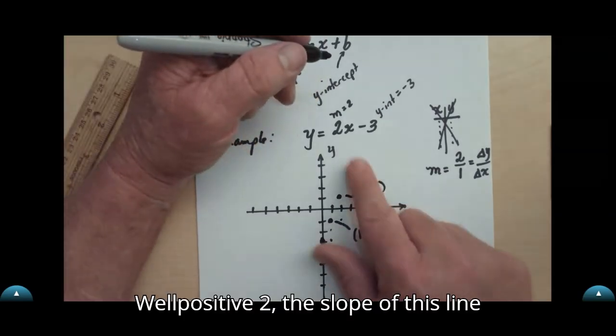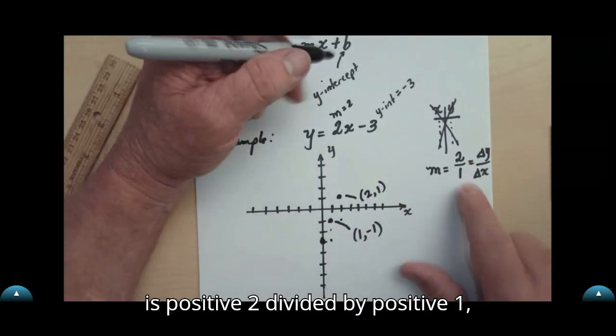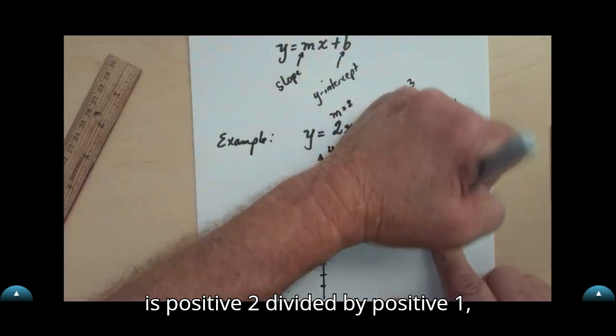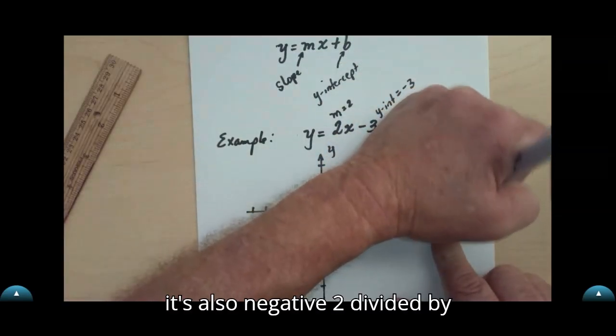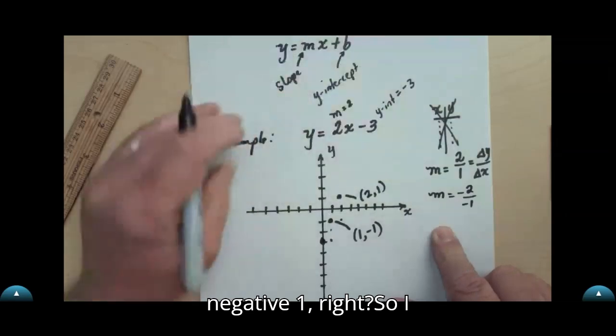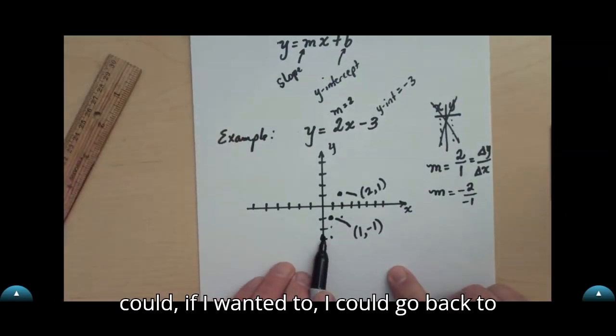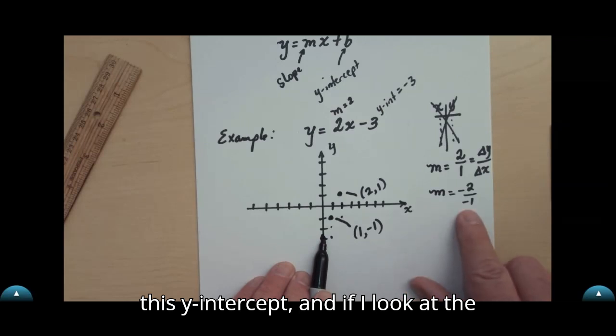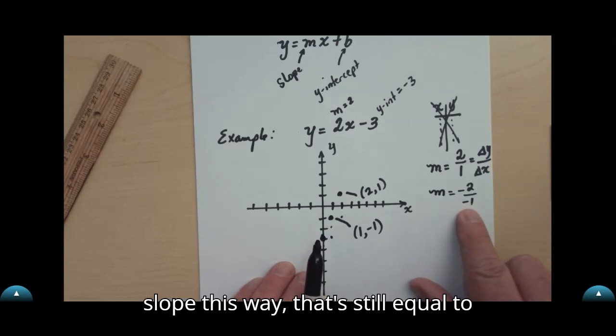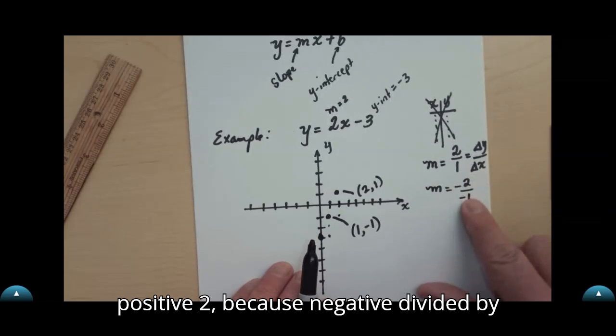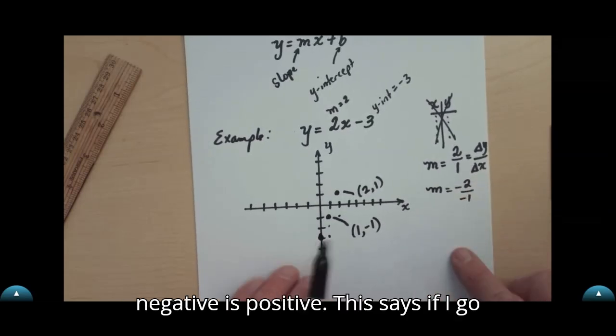Well, the slope of this line is positive 2 divided by positive 1. It's also negative 2 divided by negative 1, right? So I could, if I wanted to, go back to this y-intercept, and if I look at the slope this way, that's still equal to positive 2, because negative divided by negative is positive.